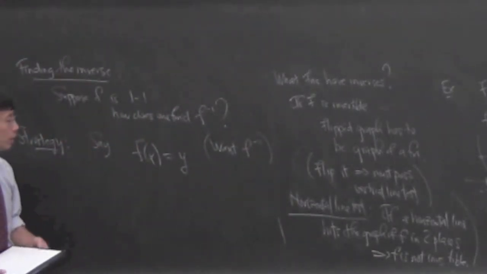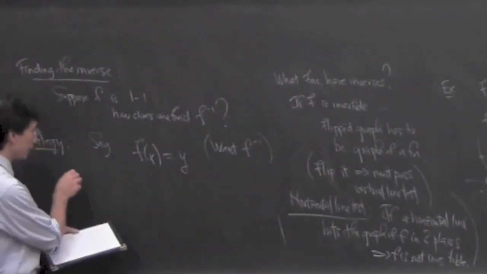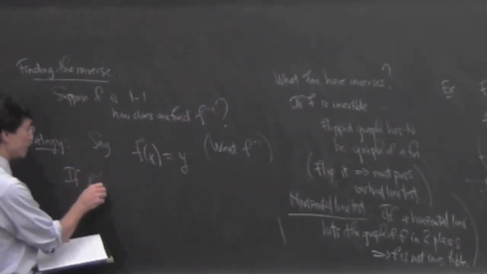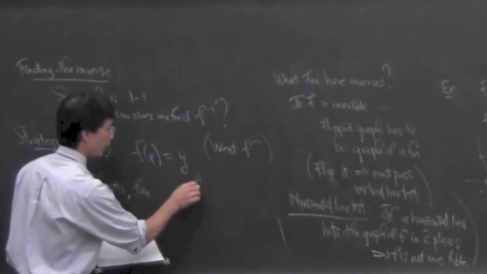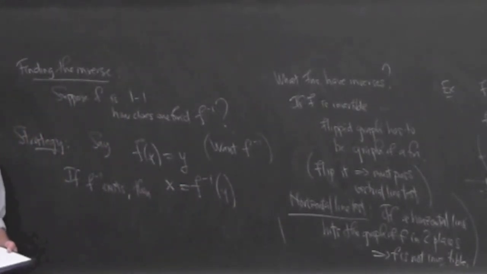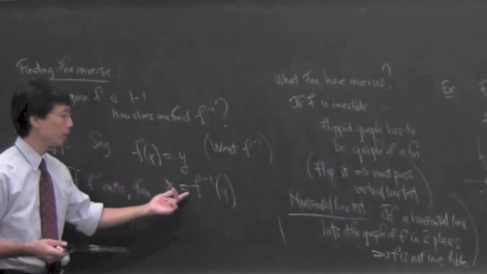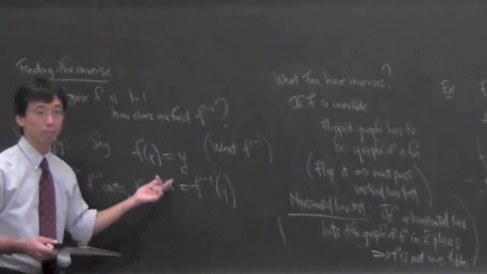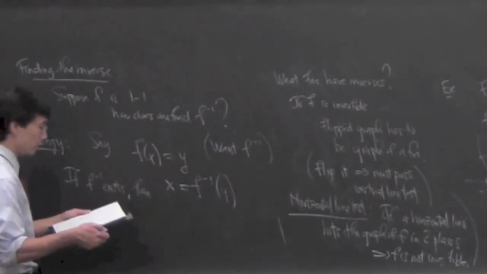So f of x is y. Well, if f inverse exists, then f inverse of y should be x. If f of x is y, then f inverse of y should be x. That's what the inverse function should do. It should reverse it.